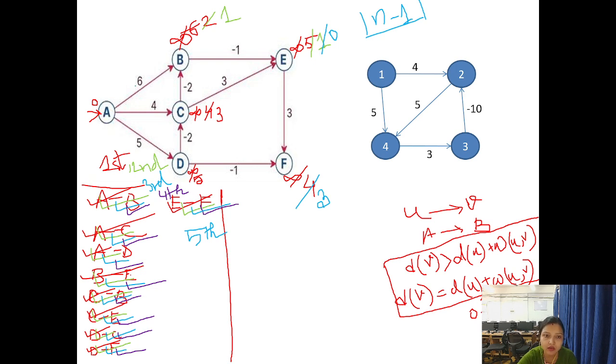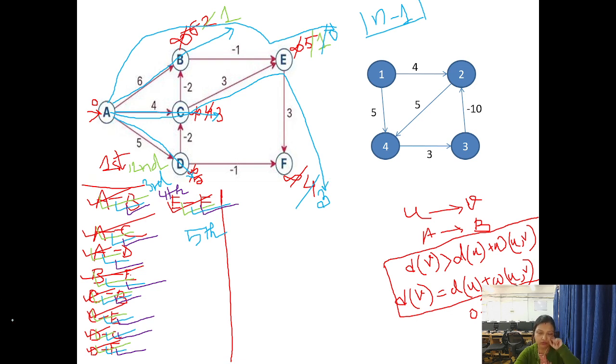This is how you have calculated the shortest distance from a particular source to every other vertex. From A to B the distance is 1. From A to C the distance is 3. From A to D the distance is 5. From A to E the distance is 0, and it is via B. From A to F it is 3, and I guess it is with this path.